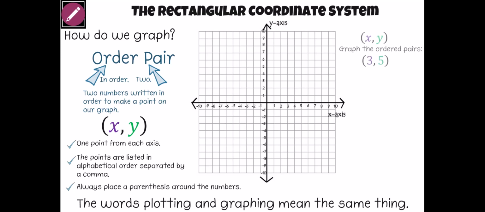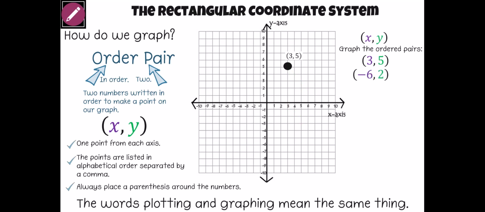Let's graph one. Remember, we have x, y. That's for the x-axis and the y-axis. So let's graph the ordered pair (3, 5). 3 means I'm going to go to 3 on the x-axis. 5 means I'm going to go to 5 on the y-axis. Now notice I went to the x-axis and then the y-axis. The only place you put a dot is at (3, 5), is where you end up. Let's look at another one.